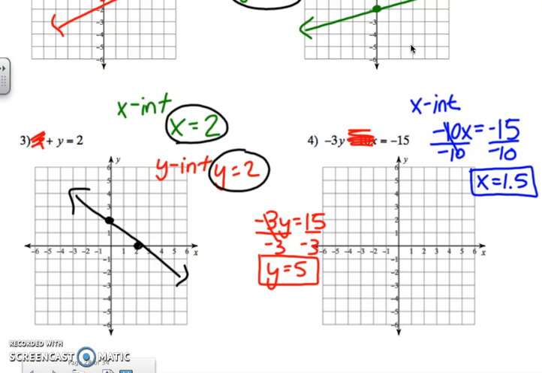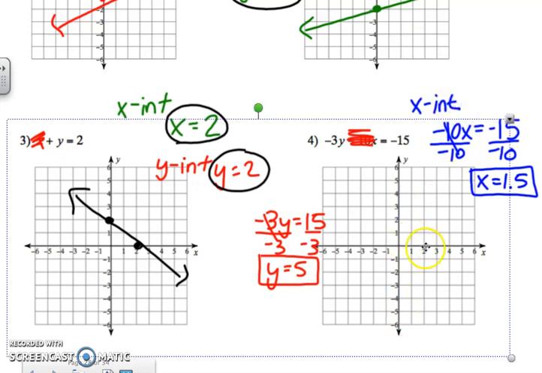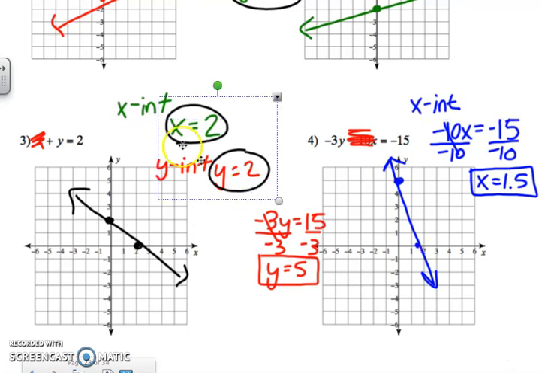So 1.5 is going to lie in between this 1 and this 2. So I'd graph 1.5. I would then graph y at 5. And then I would connect my 2 points. Alright, so that is how you graph a line in standard form.